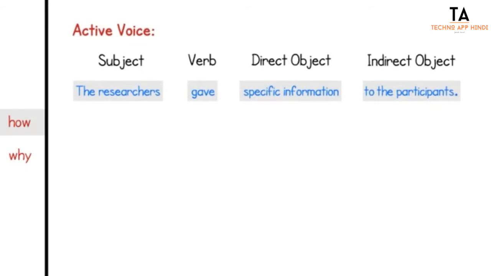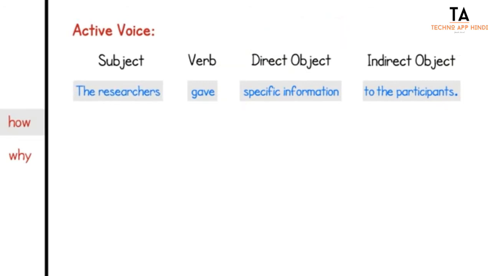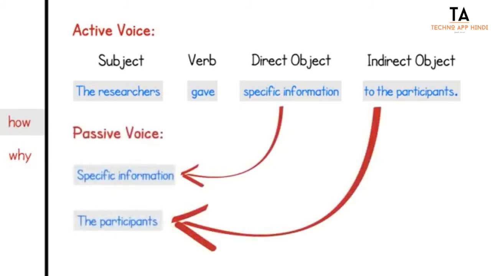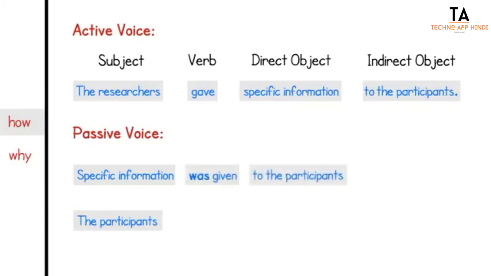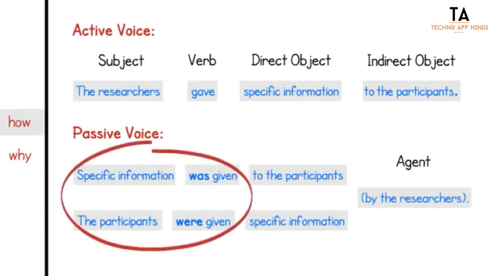Sometimes a clause or sentence has multiple objects, one direct and the others indirect. For example, the researchers gave specific information to the participants. In this sentence, specific information is the direct object of the verb gave, and the participants are the indirect object. The writer can choose which of these objects will become the subject in the passive voice, depending on what they want to emphasize. For example, specific information was given to the participants, or the participants were given specific information. Did you notice how the form of the verb be changed in each sentence to agree with the subject?